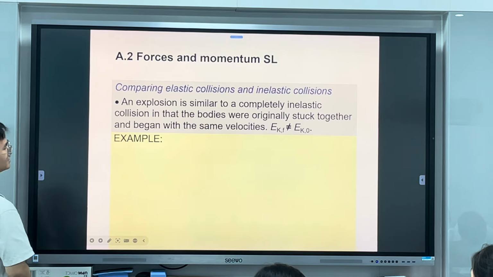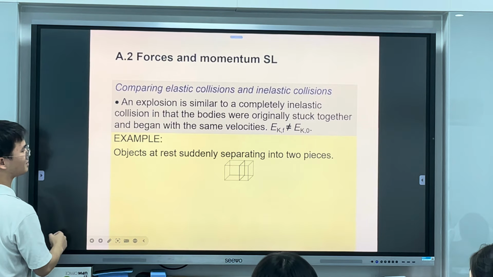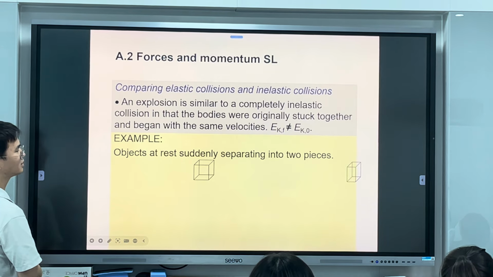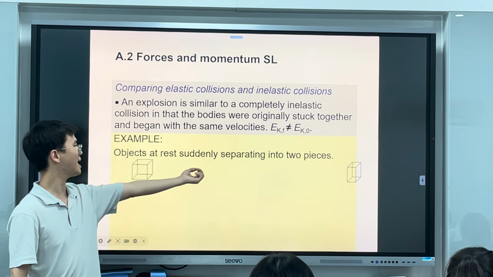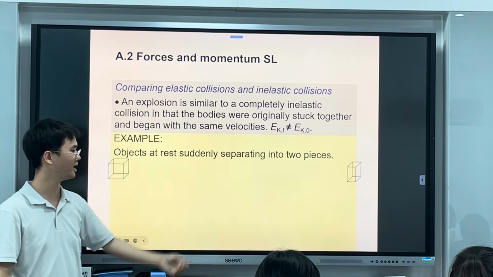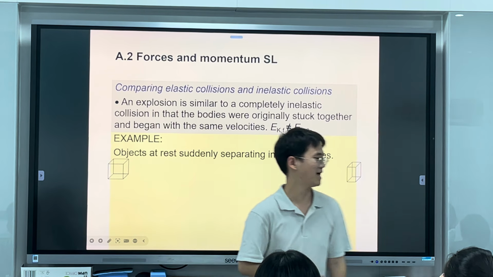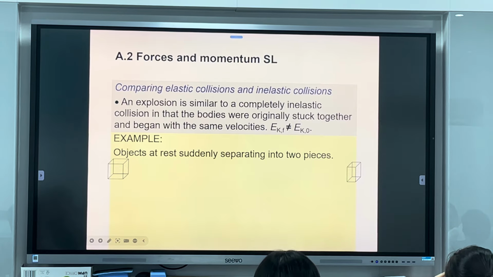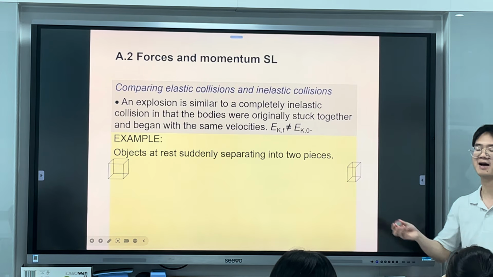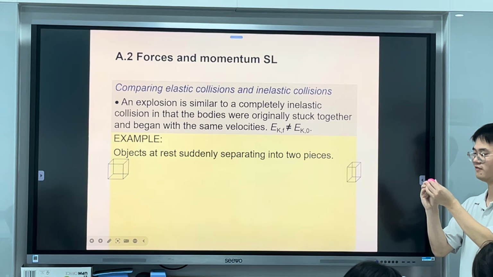All right. So this is an example. An object originally at rest suddenly separates into two pieces. I like the demo from yesterday, so I'm going to do this one more time. I have two magnets here.